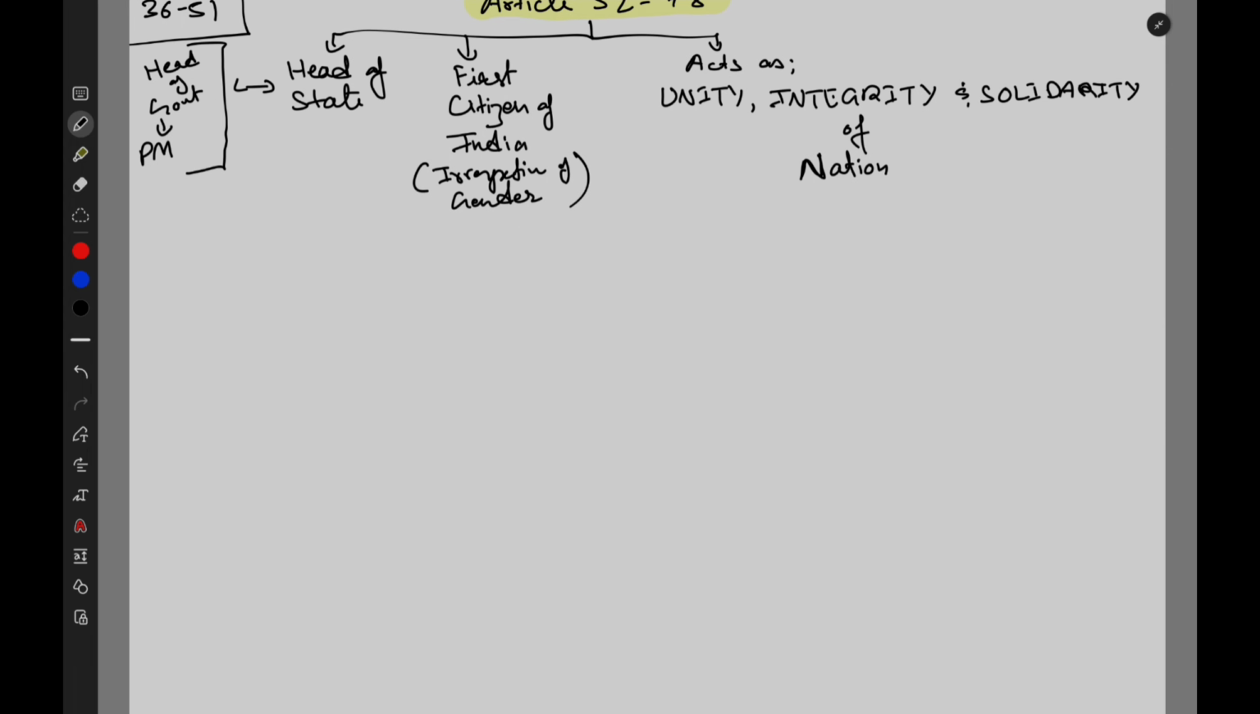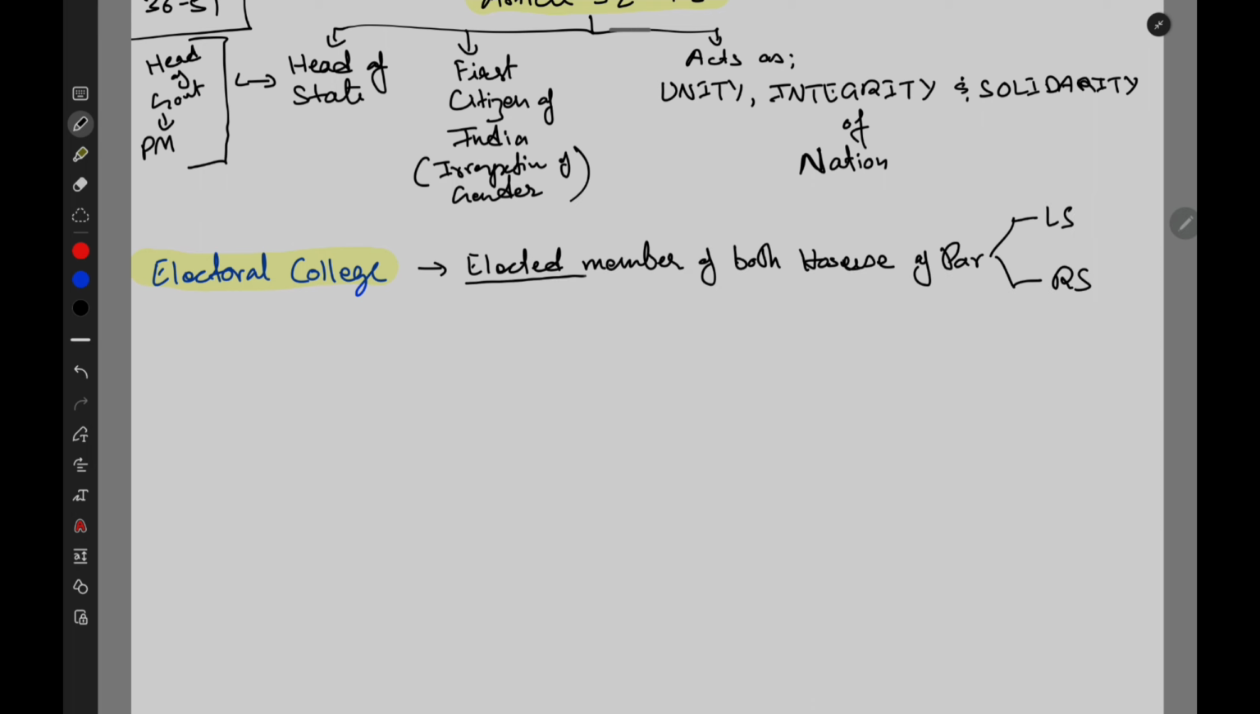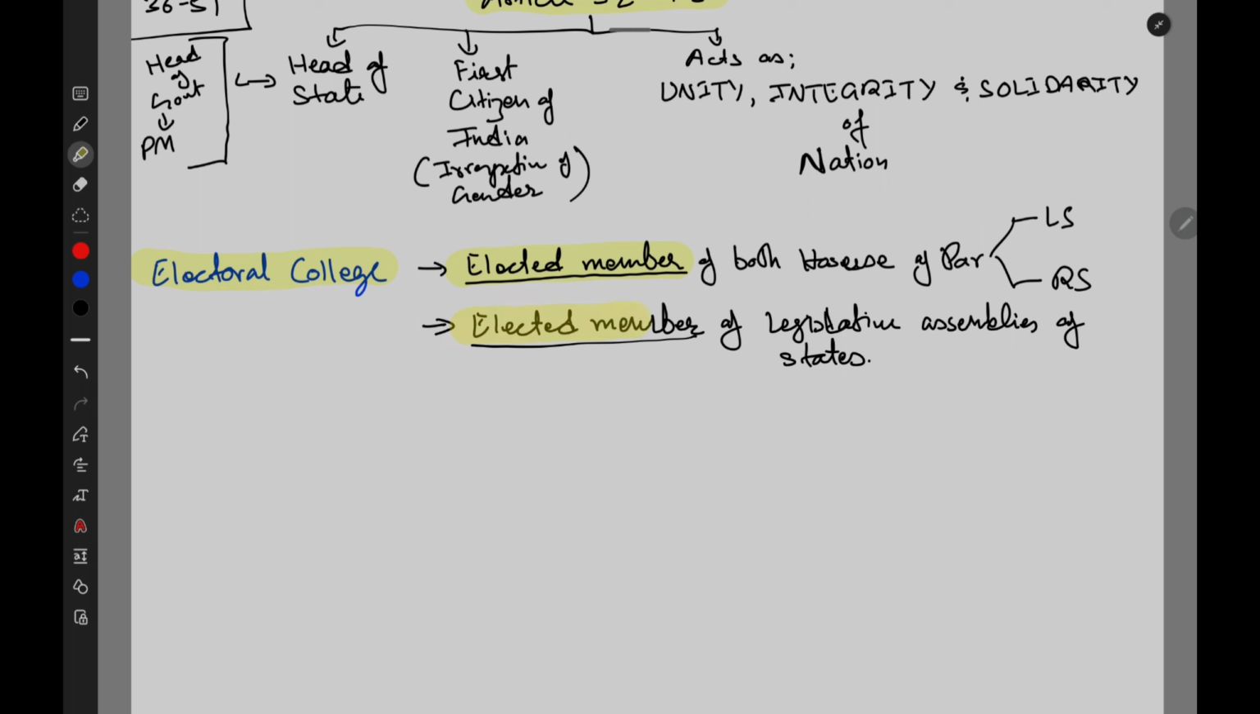Not only that, there is a very important section, the president's election. Inside the president's election, there is the electoral college. The electoral college consists of the elected members of both houses of parliament, that is Lok Sabha and Rajya Sabha, only the elected, not the nominated, and the elected members of the legislative assemblies of the states. And last, the elected members of the legislative assemblies of the union territories of Delhi and Puducherry.